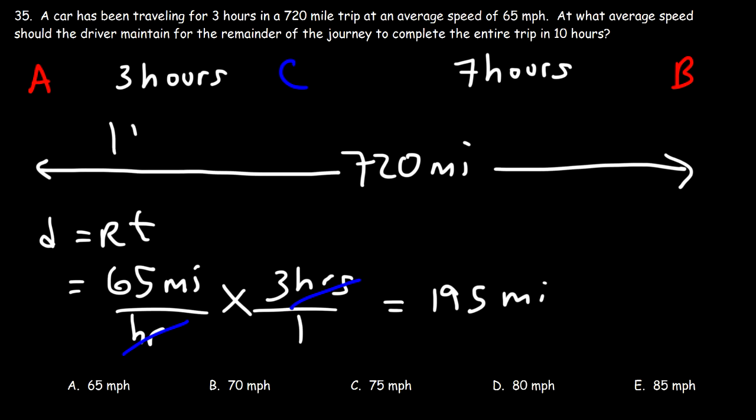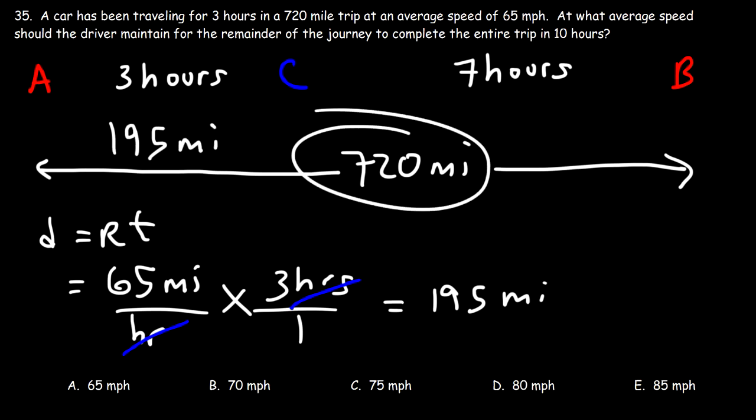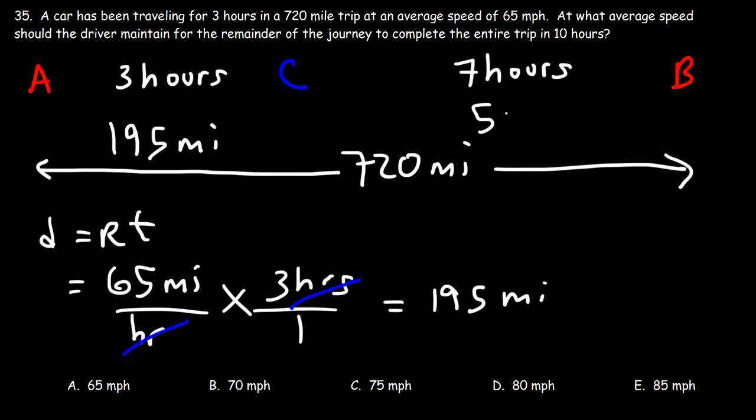So that's the distance between points A and C. Now we have the total distance. It's 720. So if we take 720 and subtract it by 195, that's going to give us the distance between points C and B, which is 525 miles.